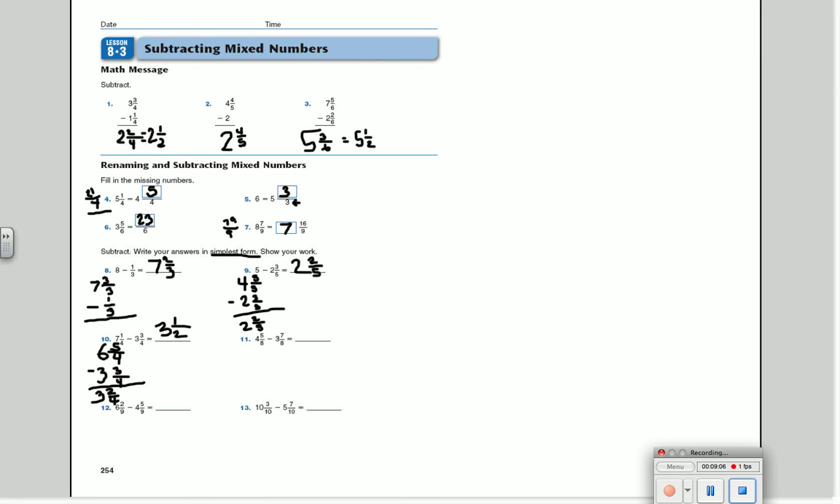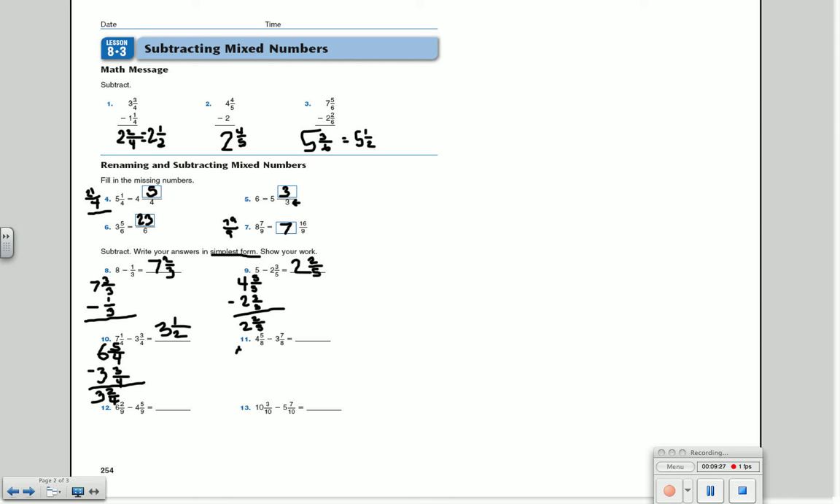Number 11, 4 5/8 minus 3 7/8. Again, the first step: I know I can't subtract this fraction as is, because I can take 3 minus 4, but 7 cannot be taken away from 5. That's how I know I have to change my first number.